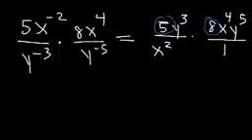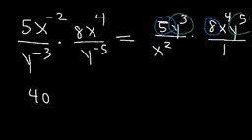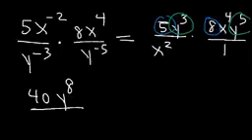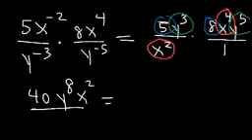8 times 5 is 40. And y cubed times y to the 5th, we need to add the exponents. It's going to be y to the 8, since 3 plus 5 is 8. And for the x variables, we need to divide. x to the 4 divided by x squared, that's 4 minus 2. So it's simply x squared. So the final answer is 40x squared y to the 8.